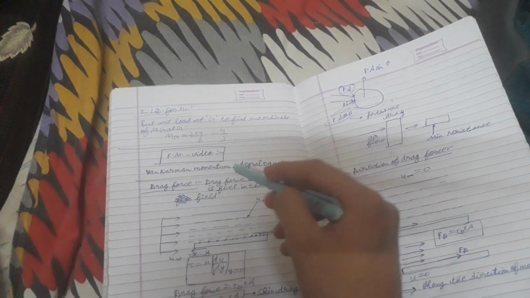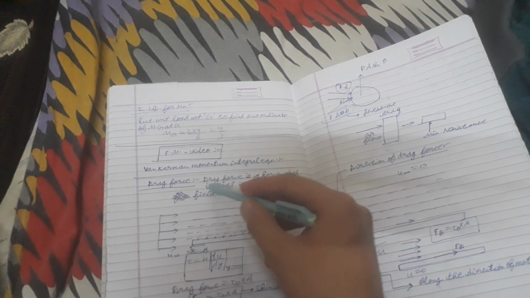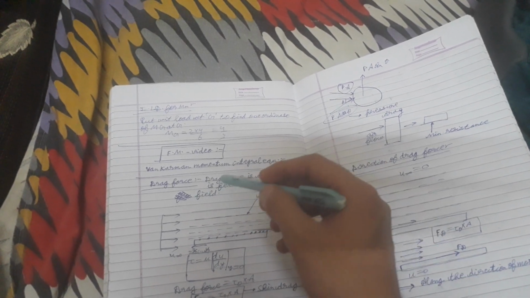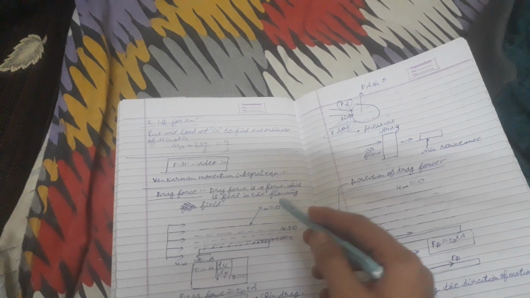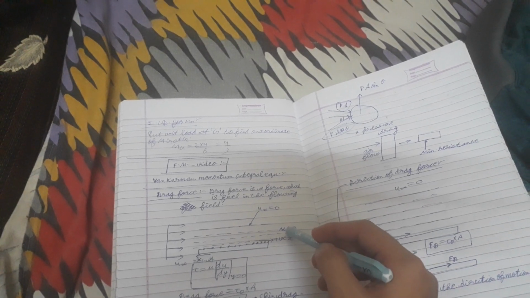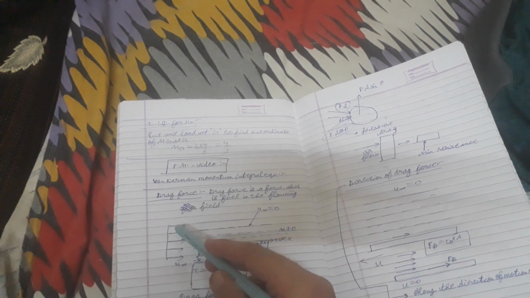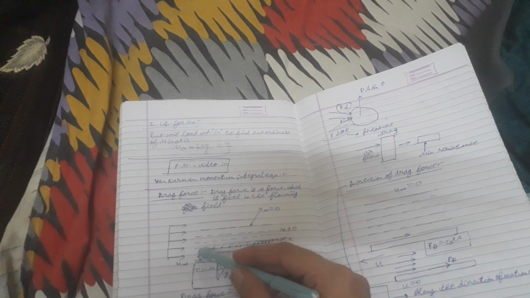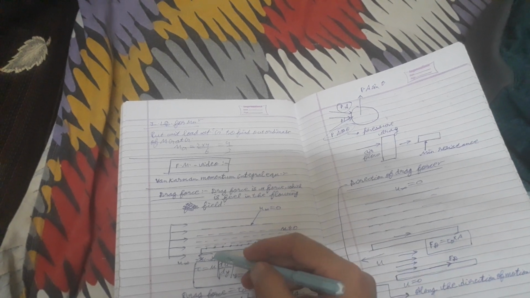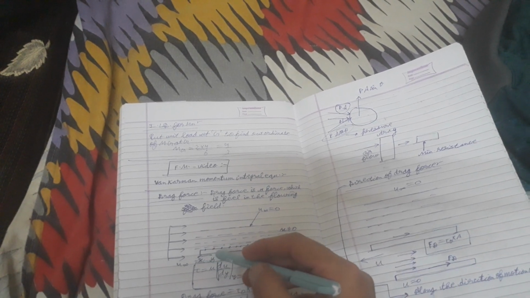In the von Karman momentum integral equation, drag force is the force felt in the flowing fluid. Here U infinity is not equal to 0, and mu is not equal to 0. This is the positive x direction, with the arrows and the dots, and this is the negative x direction.